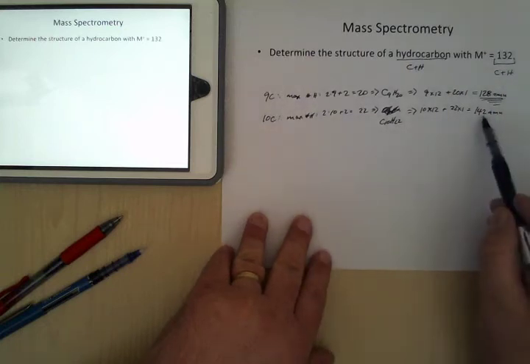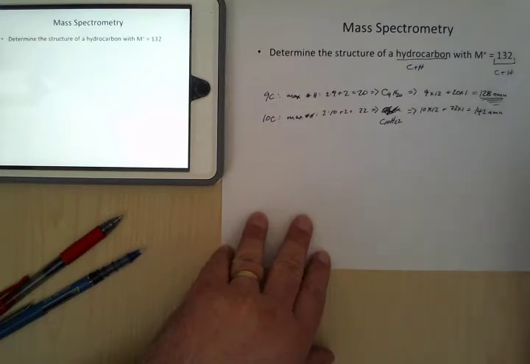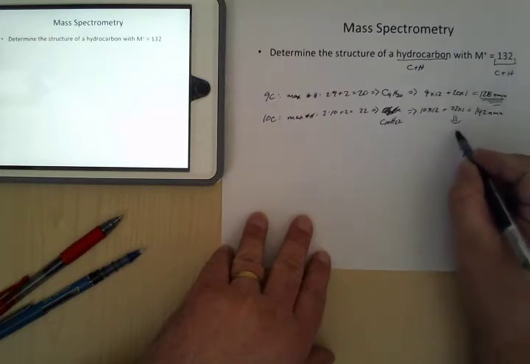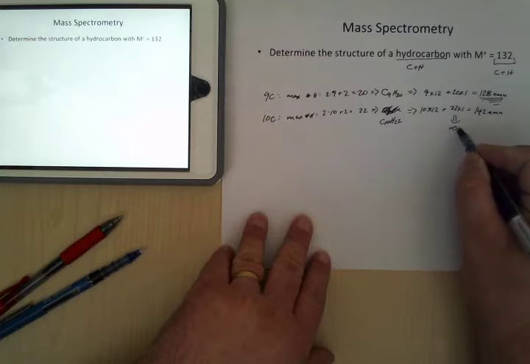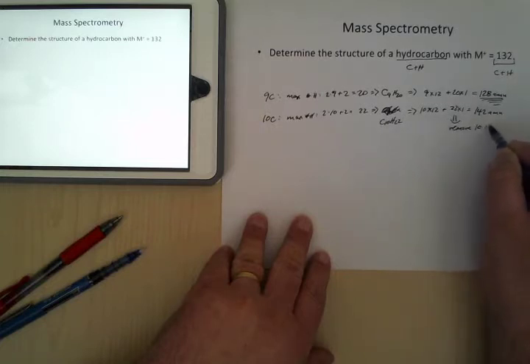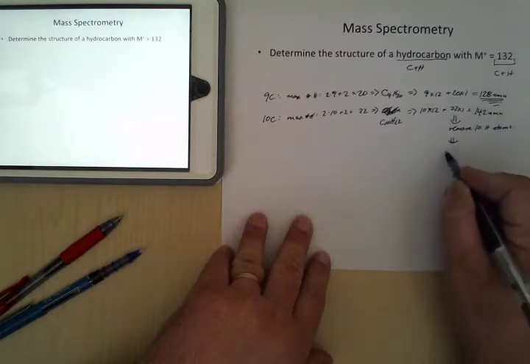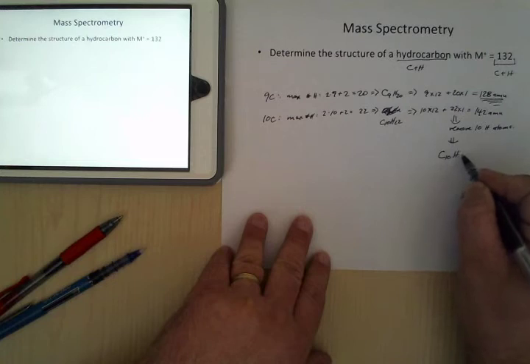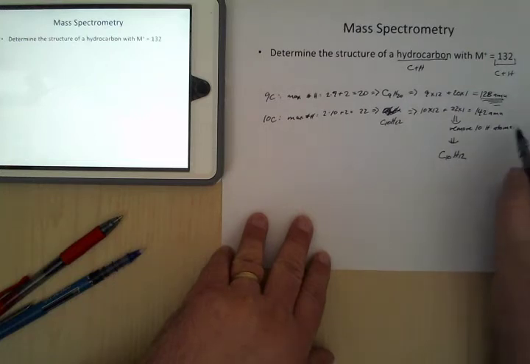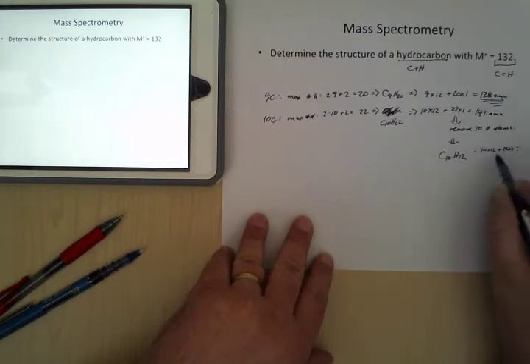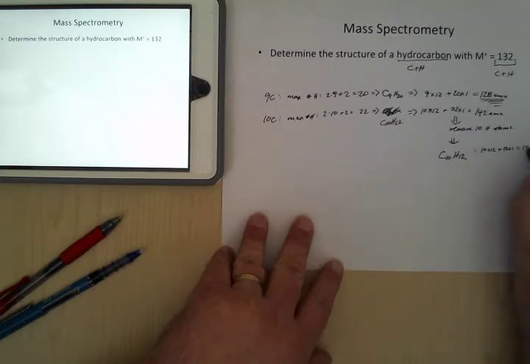But how do we get from there? That's the maximum it could be, but ours is 132. So the easiest thing to do is to reduce this down. Let's remove 10 hydrogen atoms. So that means the formula is going to be C10H12. If you want to double check, 10 times 12 plus 12 times 1, so 120 plus 12 is 132.